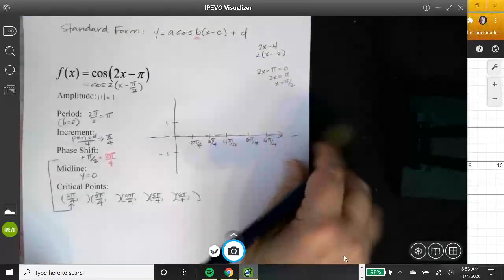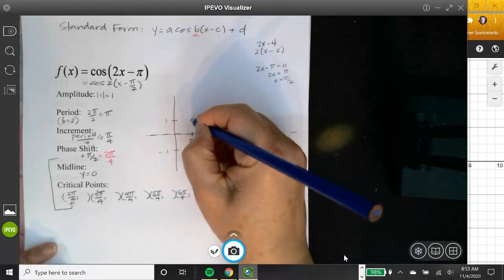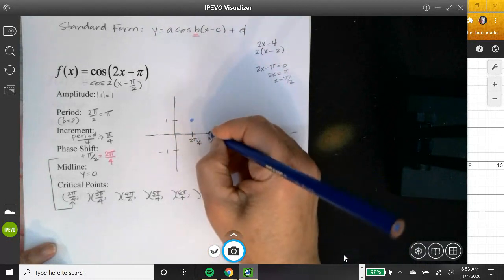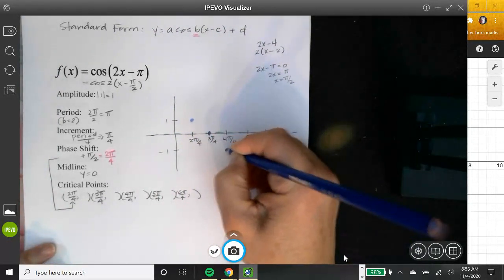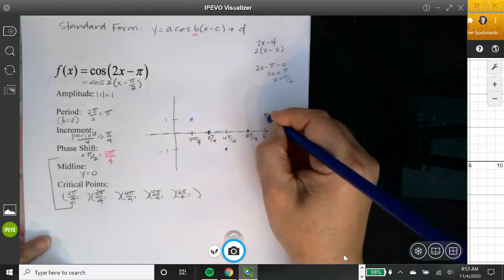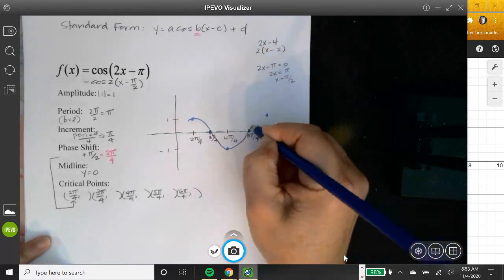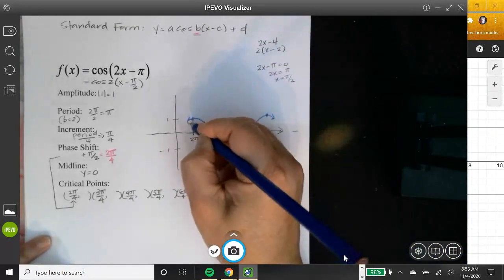And this is a cosine curve. Cosine starts, I heard it, above and up in amplitude. So we're going to start up here at 1, go to the midline, go down in amplitude to -1, back to the midline, and then up in amplitude, and we're going to connect the glorious dots here. And there's our cosine curve.